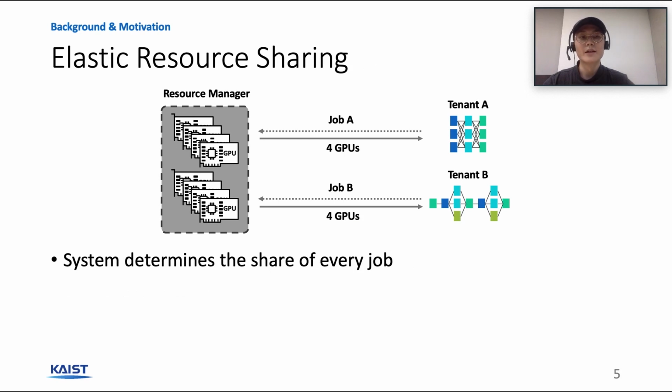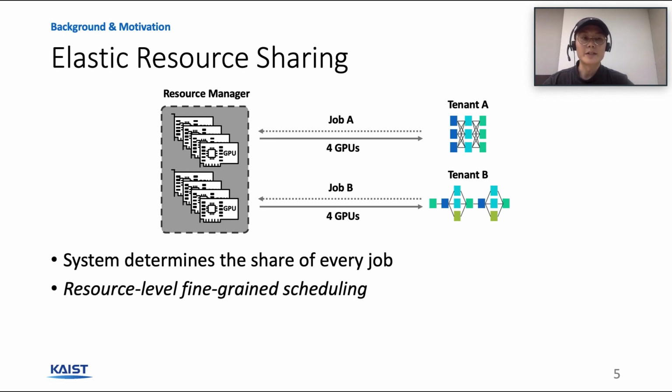In contrast, elastic sharing, which is the focus of our work, can aggressively redistribute the assigned resources to better utilize them. That is, the system autonomously determines the share of every job, so we call it resource-level fine-grained scheduling. The figure shows that each tenant submits a job without a resource request, since it is determined by the resource sharing algorithm based on the system-side analysis on each job.